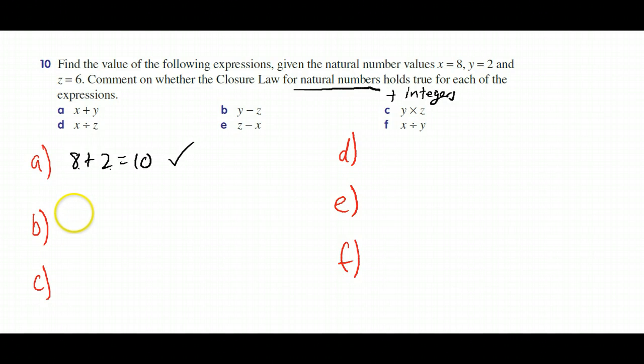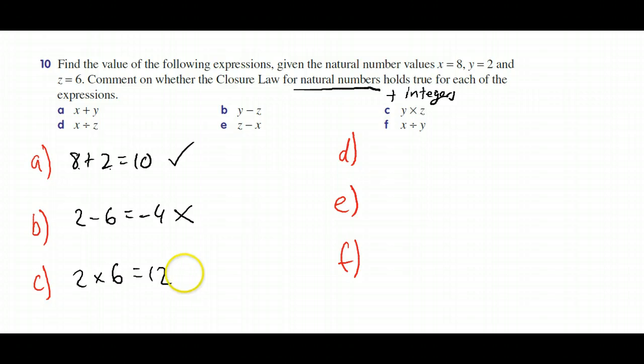Y minus z becomes 2 minus 6, which equals negative 4. So negative 4 is not a natural number, so the closure law has not held there. In C we've got y times z, which is 2 times 6, that equals 12. So we started with natural numbers and we've ended with one, the closure law has held. In D we've got x, which is 8, divided by z, which is 6, and so that's become a fraction, which is not an integer. It is positive, but it's not an integer, so the closure law has not held there.